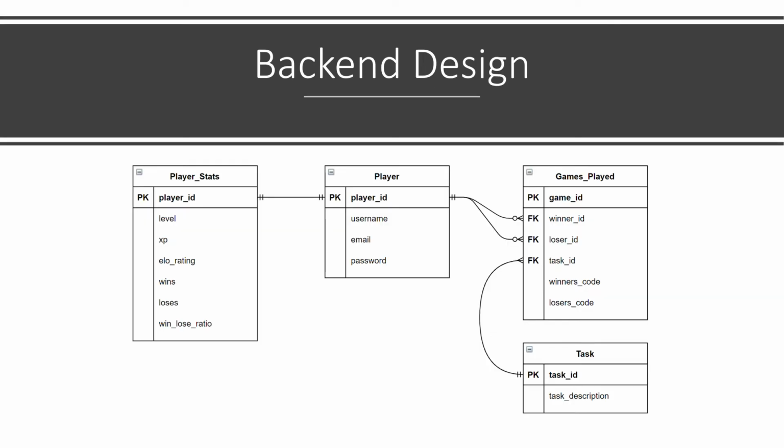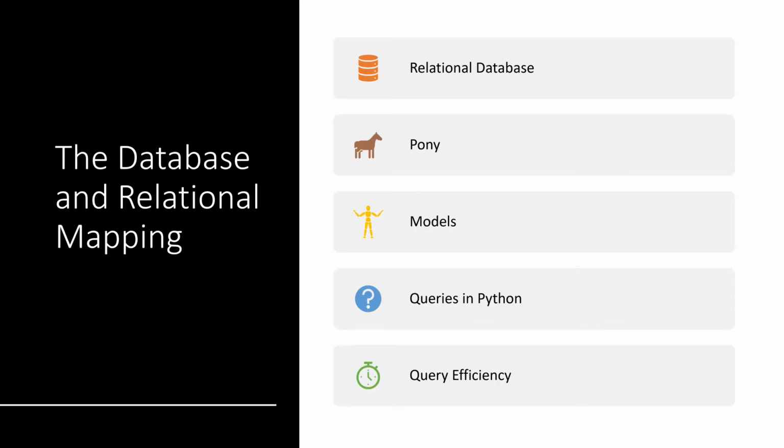So this is my backend design. It's a typical relational database that has entities for the player stats, games played, and tasks. An important thing to note here is that all these entities have identical models in the web layer to represent them. The reason we did this was to increase the efficiency of querying the database. I'll actually talk about it here.